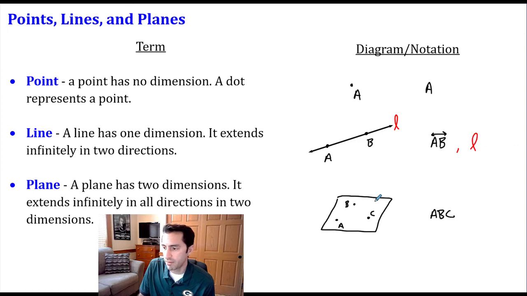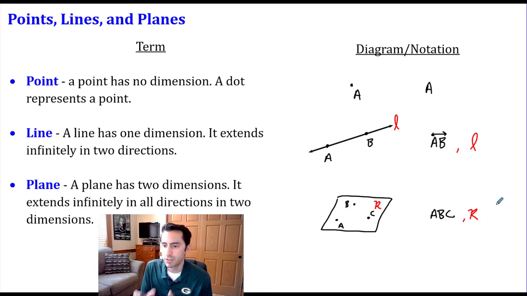Similar for planes, sometimes you'll see them labeled with capital cursive letters. So maybe this one is labeled as capital cursive R. Within our little plane, our representation, they'll put that R sort of tucked away in the corner. So I would be able to name this as just R.